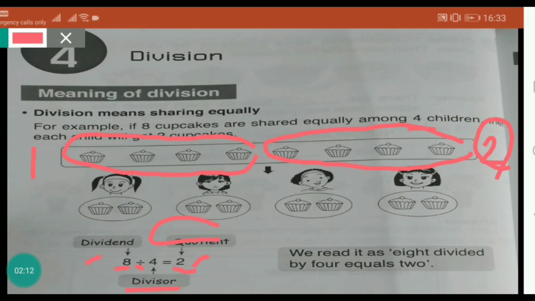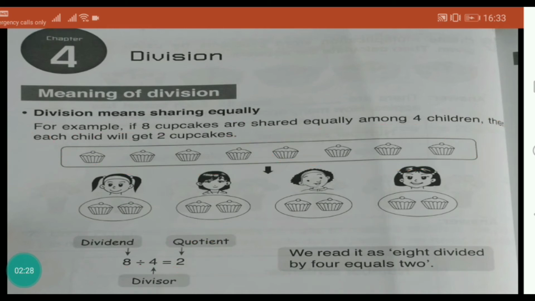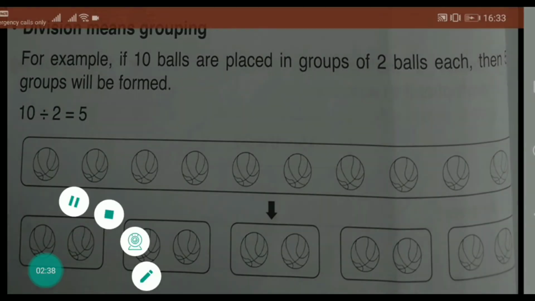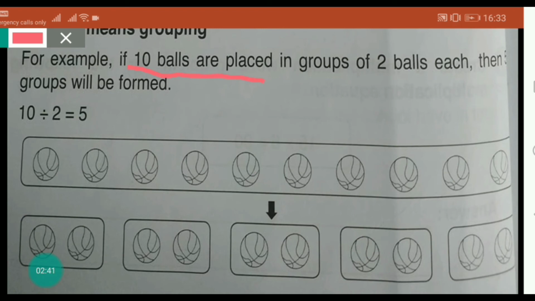Okay, so this one we read as 8 divided by 4 is equal to 2 because there are 2 groups that are formed. Next example, division means grouping. Okay, so for example, let's read the example. If 10 balls are placed in groups of 2, then 5 groups will be formed.